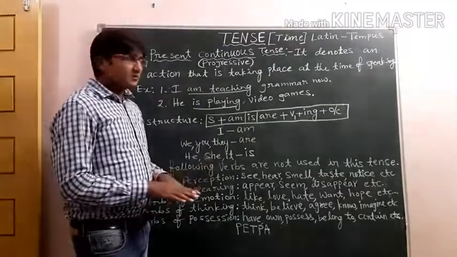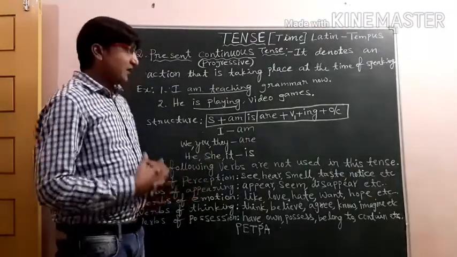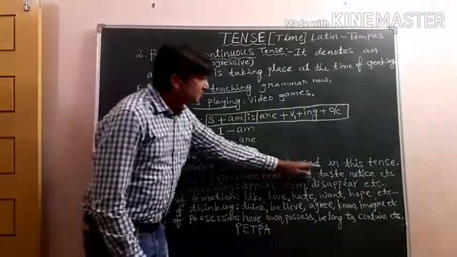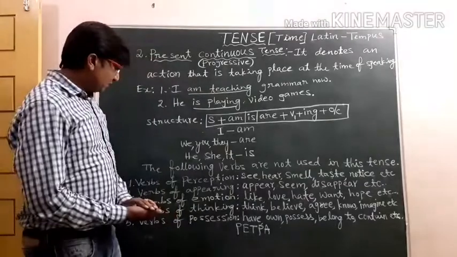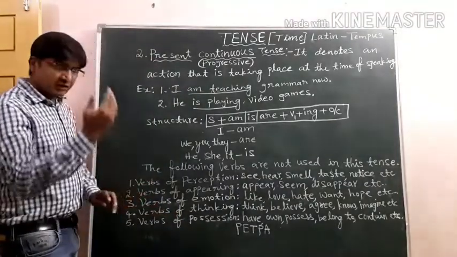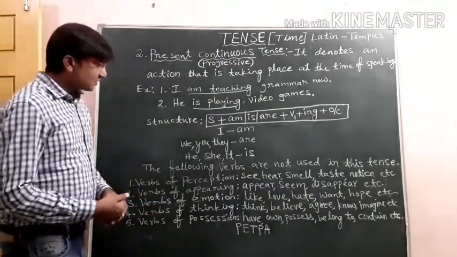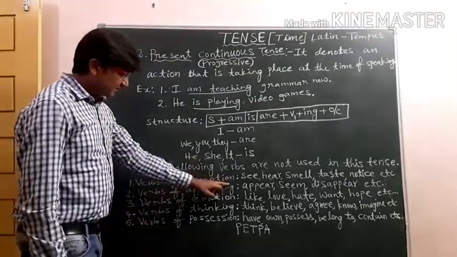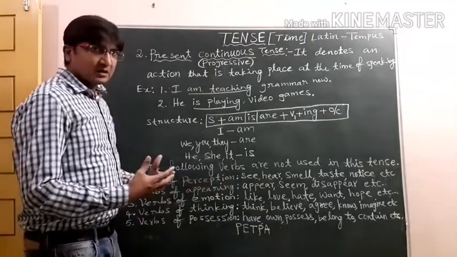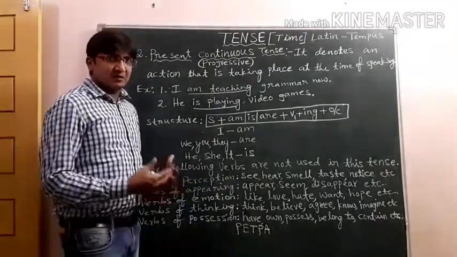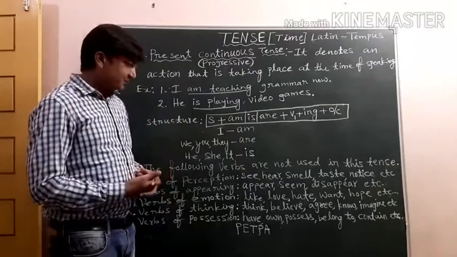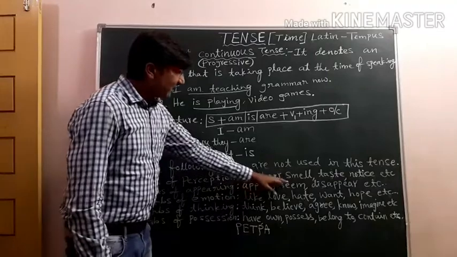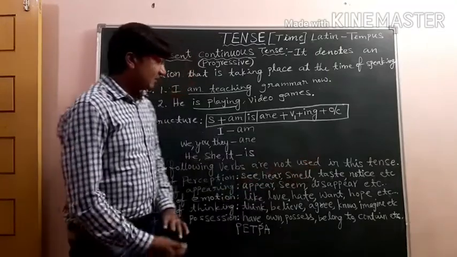And in this tense we need to remember one more thing, that is, the following verbs are not used in this tense. What are those verbs? There are 5 kinds of verbs which are not used in progressive tense. First one is verbs of perception. Perception means the conscious sense which makes us understand. Examples are see, hear, smell, taste, notice, etc.